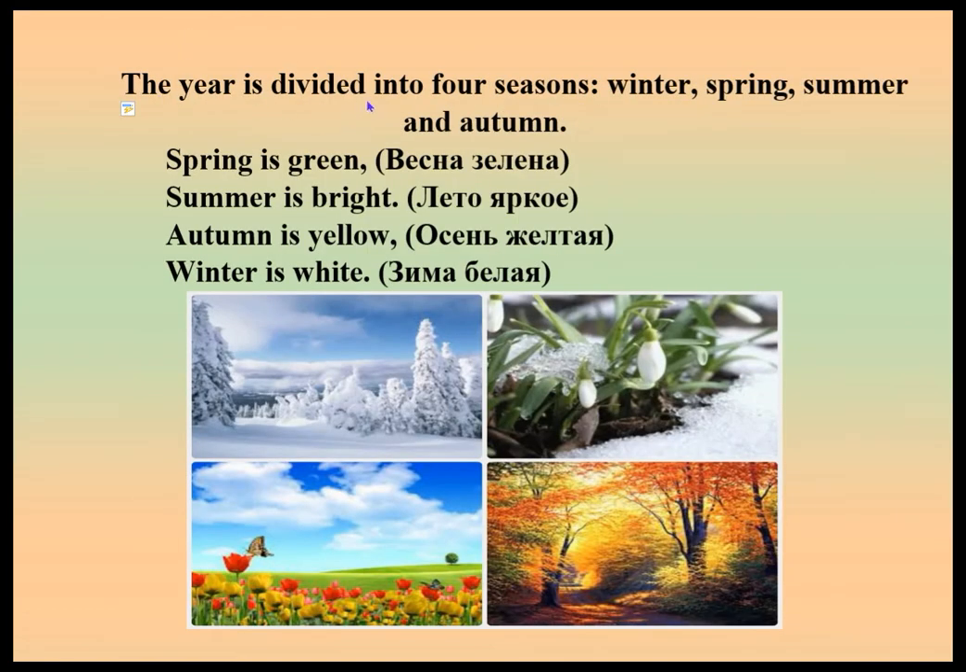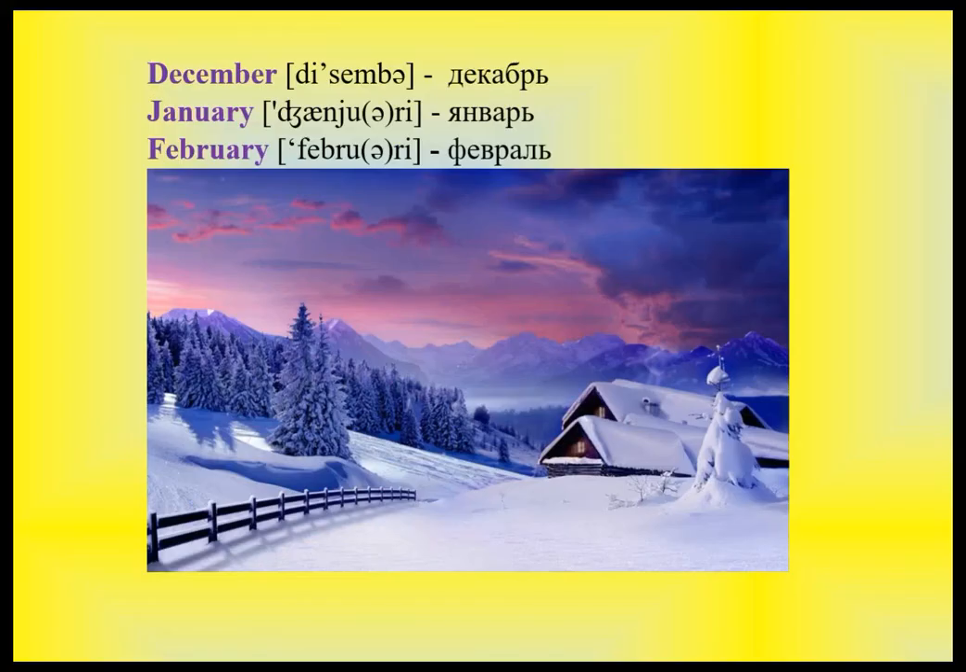The year is divided into 4 seasons: winter, spring, summer, and autumn. Repeat the poem about seasons of the year. Spring is green. Summer is bright. Autumn is yellow. Winter is white. My dear friends, and now we must repeat months of the year.